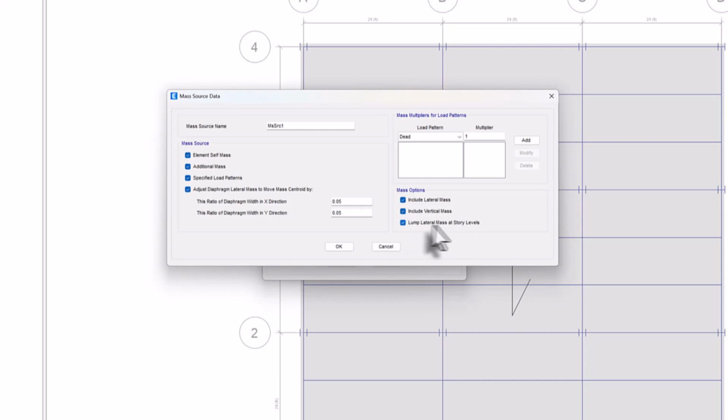Now, if you click on Lump Lateral Mass at Story Levels, this option moves lateral mass that may occur between story levels to the nearest story level during analysis. So this option can be used in conjunction with the default element self-mass option for which the total mass is applied to each joint in the structure on a tributary area basis, again, in all three translational directions. You can also use this with the Include Lateral Mass option.